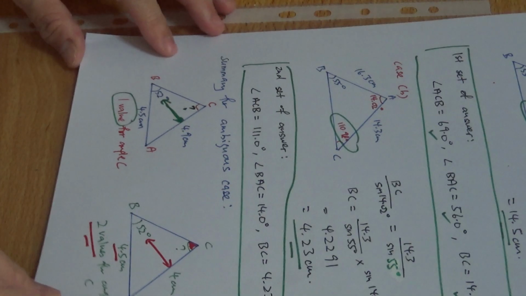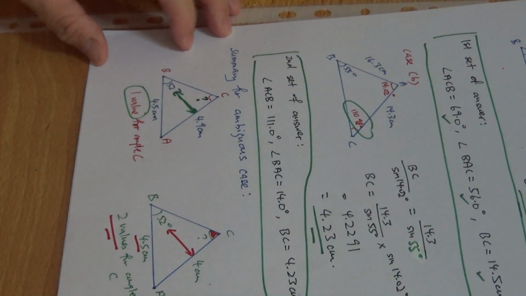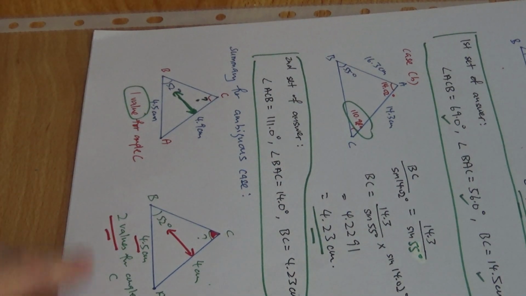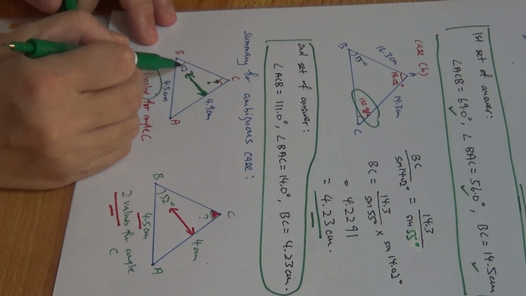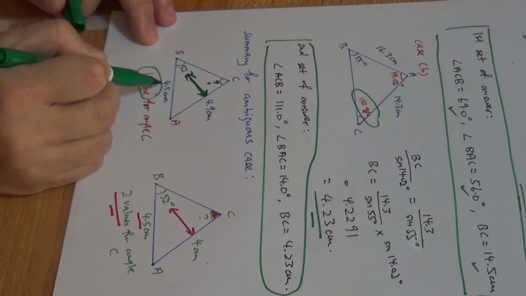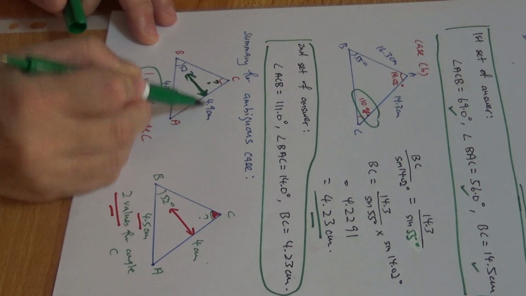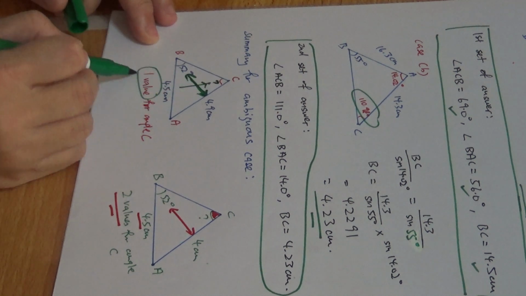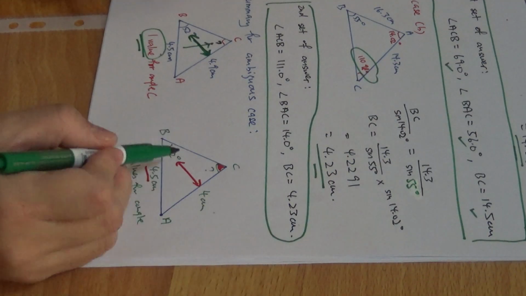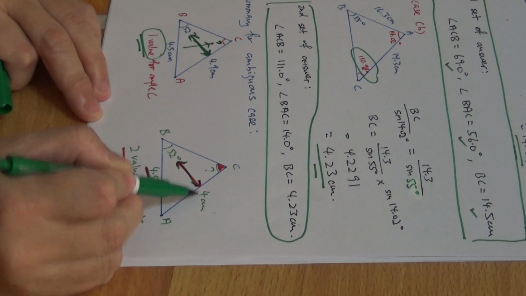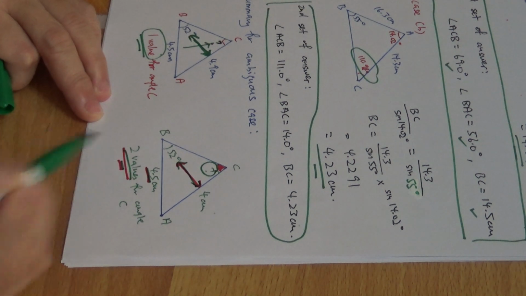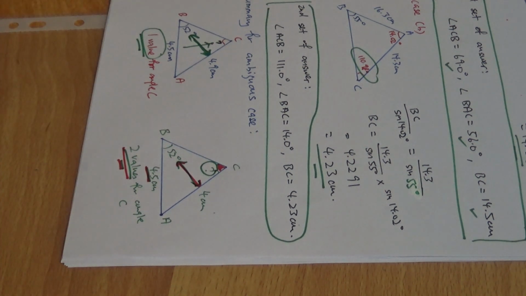Before I end, I just want to reiterate one point, and that is the summary for ambiguous case. I'm going to repeat this one more time. If the given angle and side is like that, and this is a length that is smaller than this, this angle here will only have one value. If this is the given angle and side, and this is more than this, this angle here will have two values. So this is what we mean by the ambiguous case.